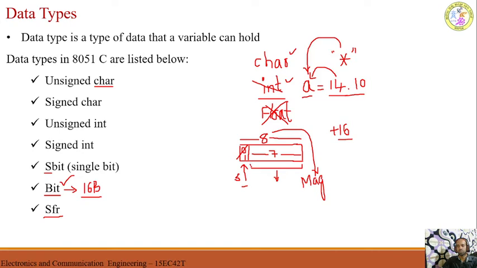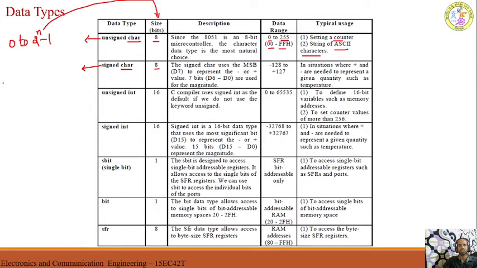So only 7 bits are now used to represent the magnitude. In the earlier case we were using 8 bits, now we are using only 7 bits. Therefore, the range will be from the possible minimum negative value, which is minus 2 to the power of n minus 1. Minus sign will be there because it represents both positive as well as negative numbers.